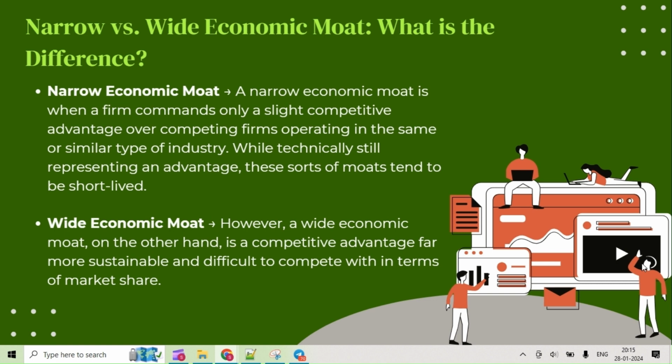So, what is a wide economic moat? A wide economic moat, on the other hand, is a competitive advantage that is more sustainable and difficult to compete with in terms of market share, which means that narrow economic moats cannot maintain the same sustainability for the long term since they have only a slight competitive advantage. But if you see the wide economic moat, they have the most sustainable advantages, which can last for a long time.